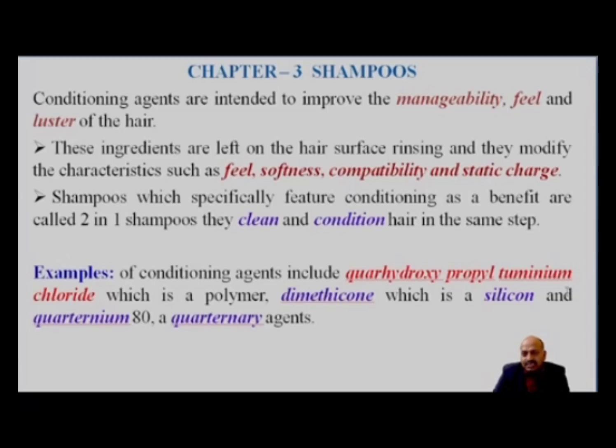So, shampoos which specifically feature conditioning as a benefit are called two-in-one shampoos. They clean and condition hair in the same step. So, we can see the shampoos are of a type called two-in-one shampoo, which cleanses the hair and also conditions the hair. So, they are called two-in-one shampoos. Examples of conditioning agents include hydroxypropyl chloride, which is a polymer, dimethicone, which is a silicone, and quaternium 80, a quaternary agent. These are some of the examples of conditioning agents that are frequently used.